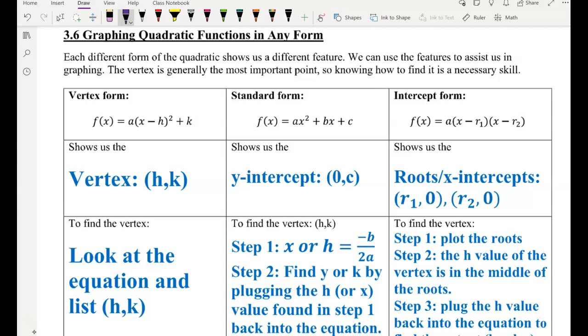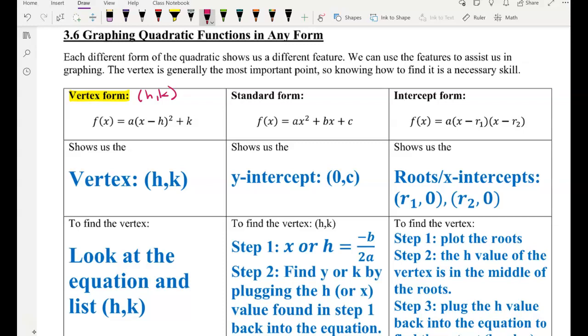is a necessary skill. So form number one is called vertex form, which is also called HK form because the vertex is H comma K. The A is always in the front, as you guys know, and it's going to be the quantity of X minus H squared and then plus K.